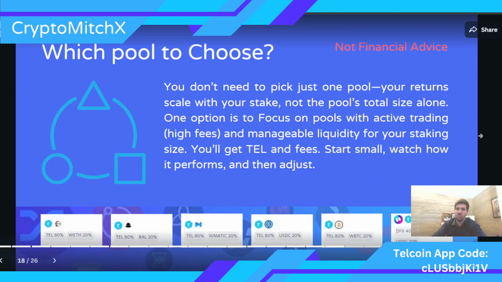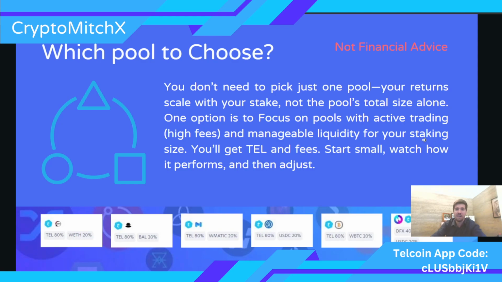So which pool do you choose? Again, this is not financial advice. This is just education. You don't need to pick just one pool. Yes, it may be easier to pick one pool, but if you want to spread your risk, your returns scale with how much you stake, not necessarily the pool's size.